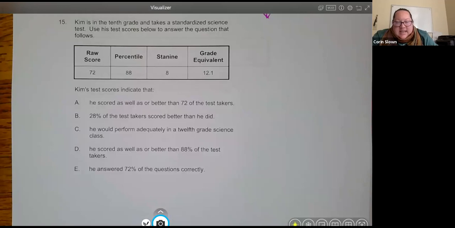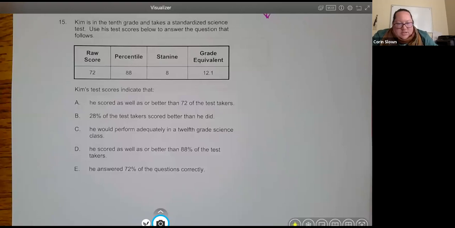We have his standing. So this is how they convert essentially percentiles to a 9-point scale. And so it says that he scored on the 8th of those 9 points. And then the grade equivalent is 12.1. So let's think about the information and what's available.